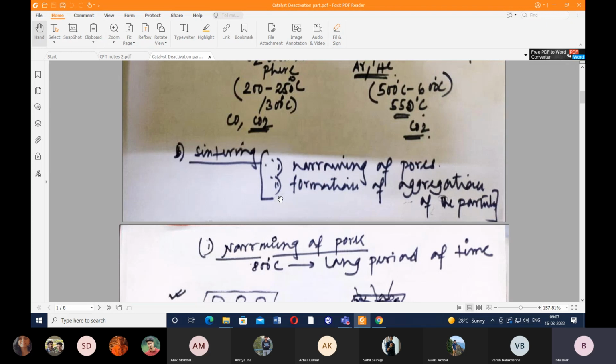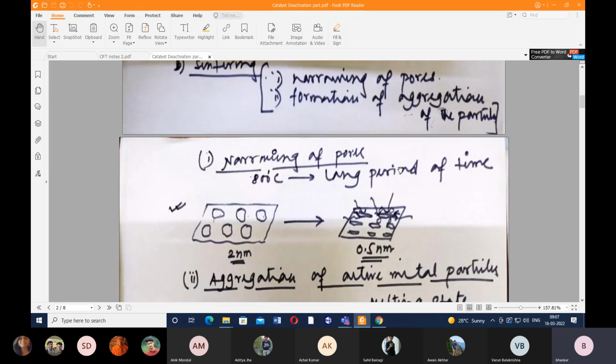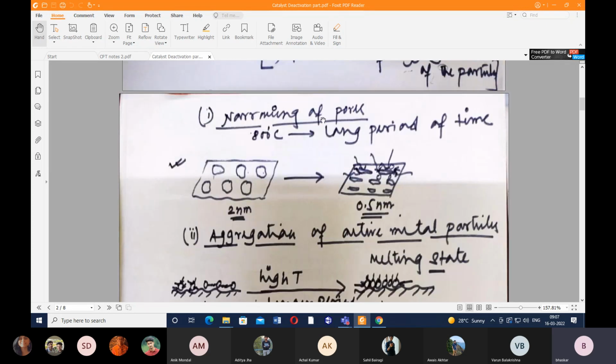Formation of aggregation of particles, I'll talk about now. Before that, narrowing of the pores. Let's go one by one. There are two possibilities of sintering. One is narrowing of the pores, and the second is the formation of aggregation of particles. First of all, let's talk about the narrowing of pores.